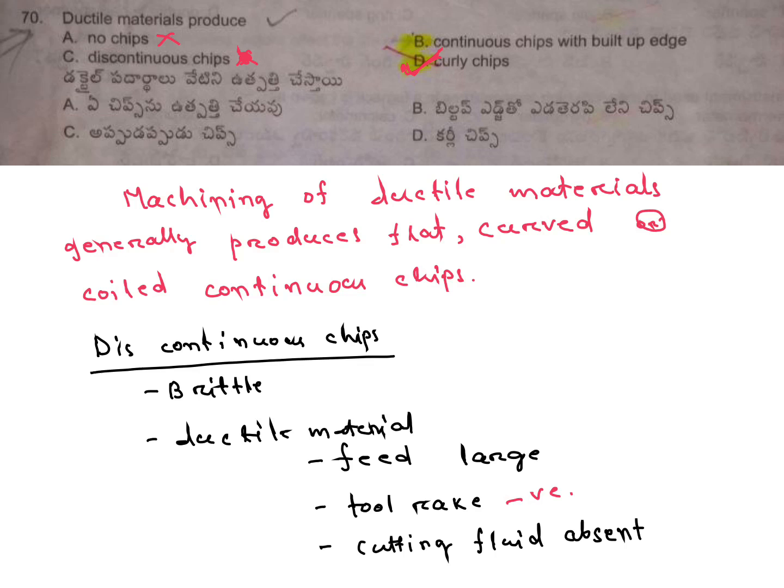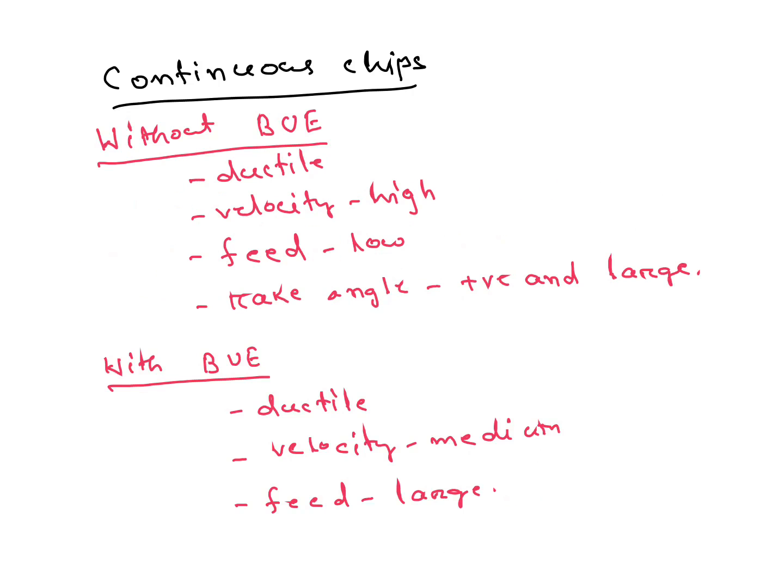or inadequate. And for continuous chips, cutting conditions are without built up edge or BUE in short form. Material is ductile material, cutting velocity is high, feed is low, rake angle is positive and large. And if built up edge will form in continuous chip, with built up edge, material is ductile material, velocity is medium velocity, feed is large. All three conditions are very important for all examinations.